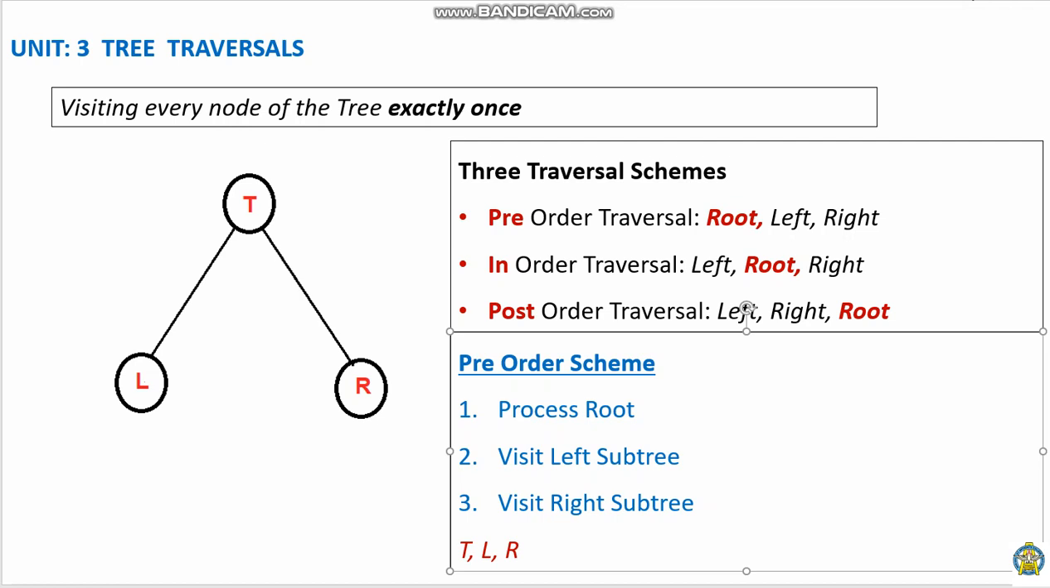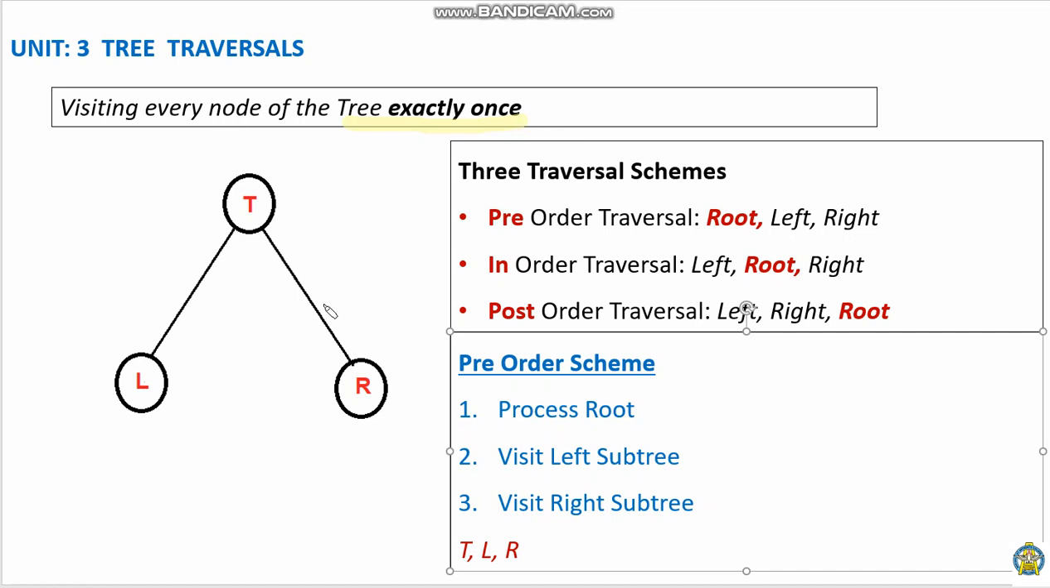So we know in common for any data structure, when we have to define what is called a traversal, it is nothing but visiting every element of that given data structure. So for here, which means visiting every node of the tree exactly once. So once, but not more than once.